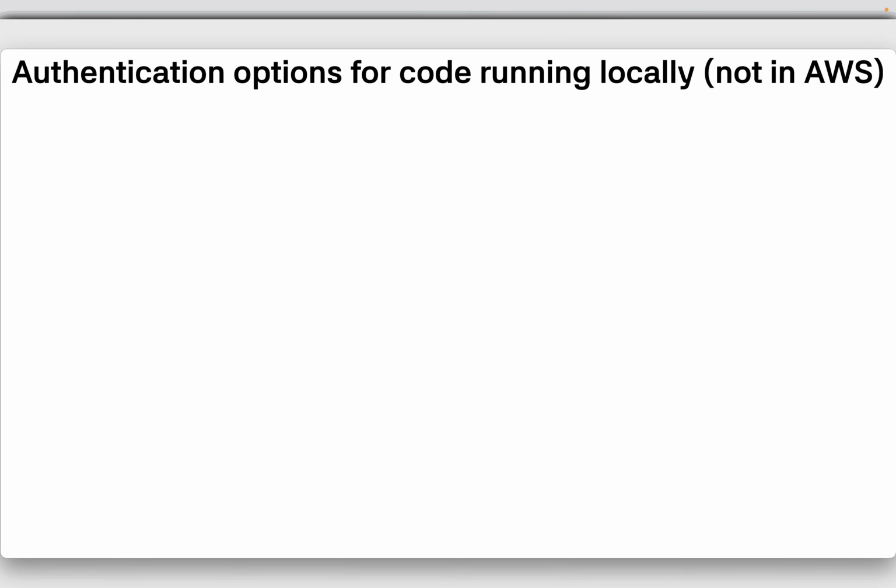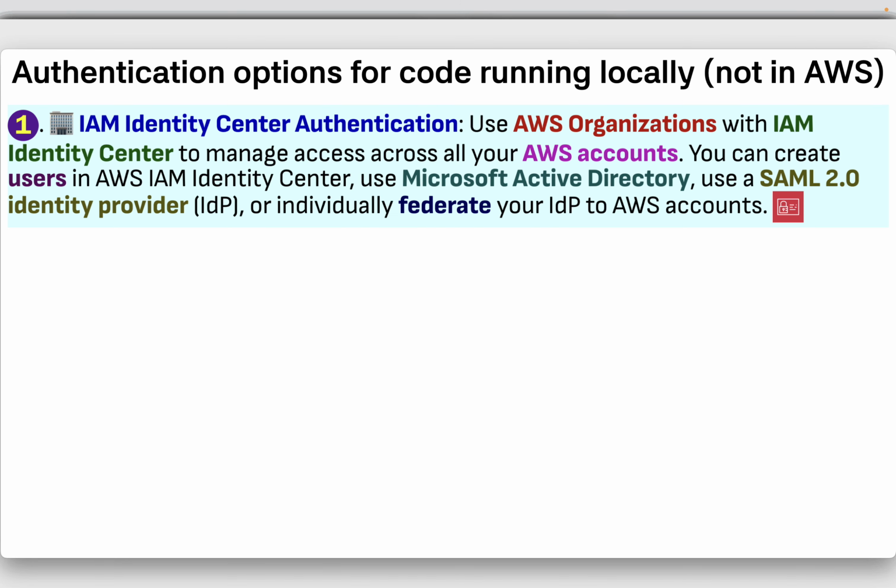So, authentication options for code running locally, that is on your machine or laptop, not in an AWS environment or any server. These are the options. We have IAM Identity Center authentication, and this uses AWS Organizations. So we have to use the Organizations service with IAM Identity Center to manage access across all your AWS accounts. You can create users in IAM Identity Center using Microsoft AD. You can use a SAML 2.0 identity provider or individually federate your IdP to your AWS accounts.